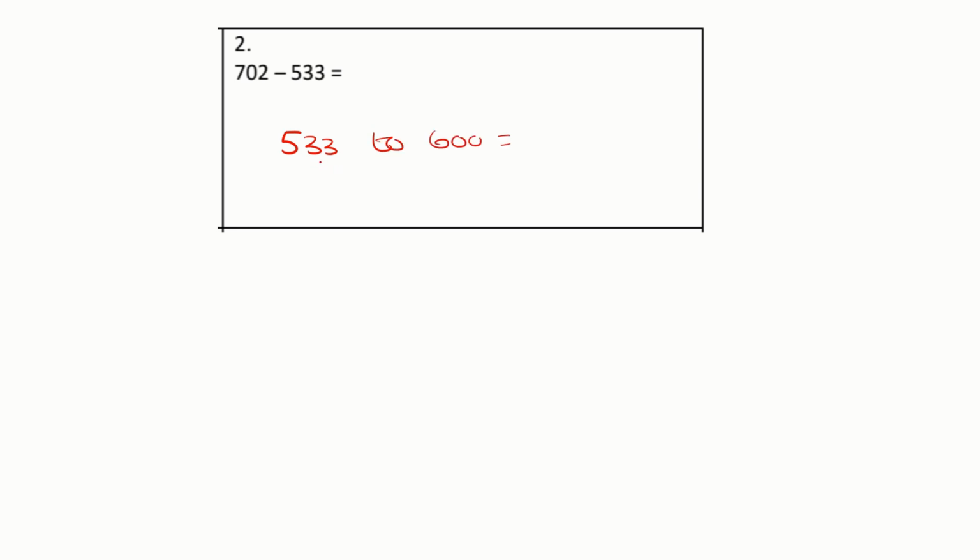Now, if you know your pairs of numbers that make 100, you'll know that you need to add 67 to 33 to get to 100. So that bit there is 67. Now we're going to go from 600 to 702. So how many is it from 600 to 702? That bit there is 102. Add the two together and you can see that your answer is 169.